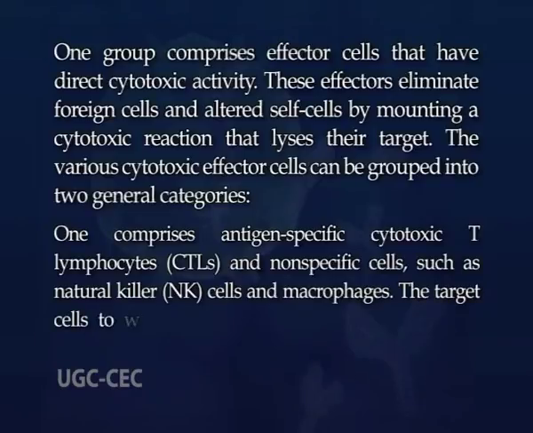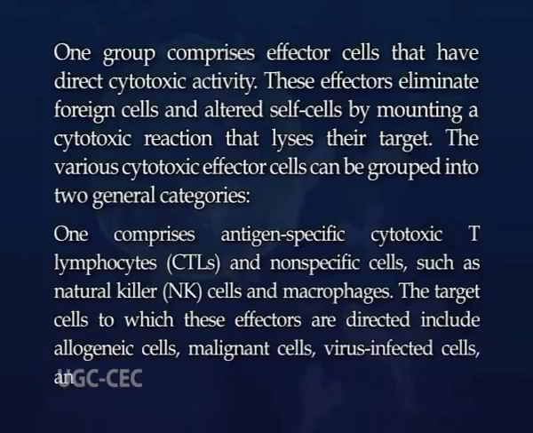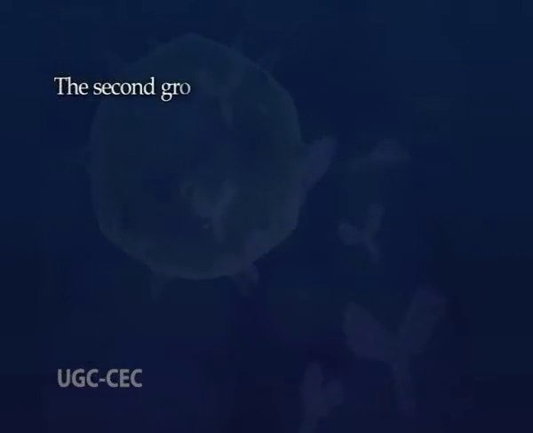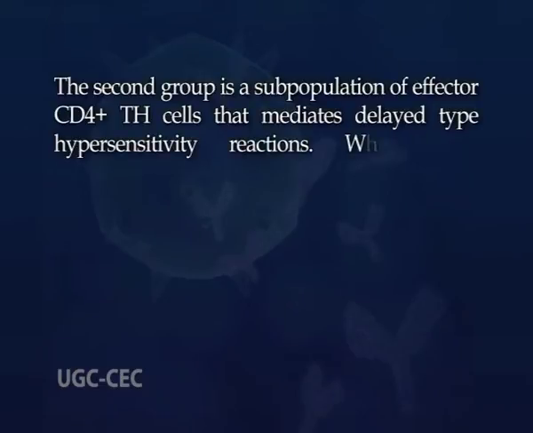The target cells to which these effectors are directed include allogeneic cells, malignant cells, virus-infected cells, and chemically conjugated cells. The second group is a subpopulation of effector CD4 positive T helper cells that mediate delayed type hypersensitivity reactions.